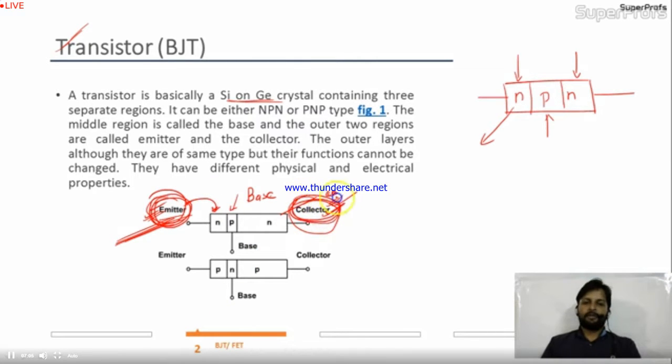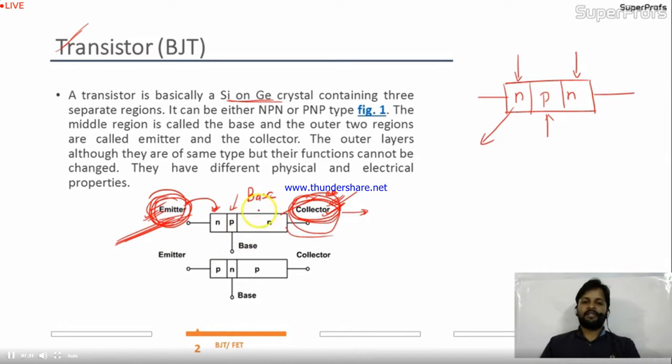It has to collect. So the doping of the collector is moderate. Why moderate? Because a couple of holes and electrons are coming from the emitter part, so we have to store them over here, in the collector. So we'll have a good area over here. The area of the collector in the BJT transistor is higher than the emitter.